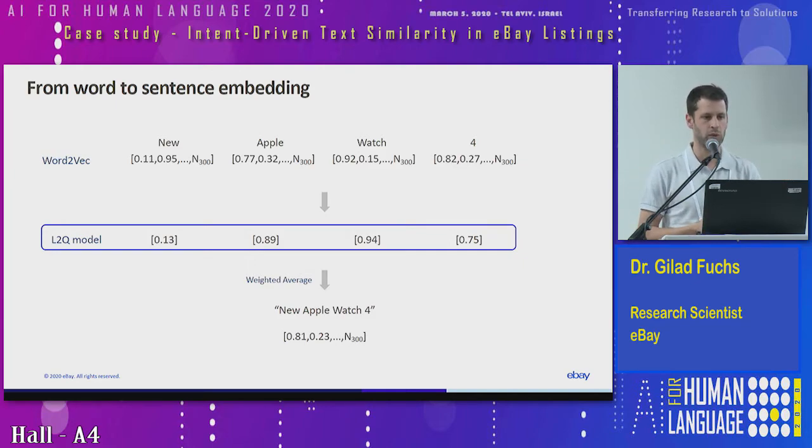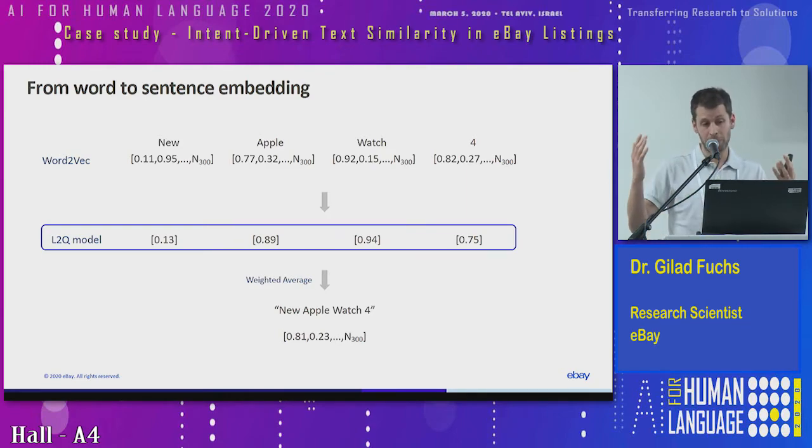Okay, so in this case, we can see in the new Apple Watch 4, we got the word-to-vec vectors, and it can be any model vectors, can be BERT or fasttext. But then for creating a weighted average, we use the listing to query model that gives to each token the probability that this token will appear as a search query, which we interpret, or you can see that as the importance of this token from a buyer perspective.